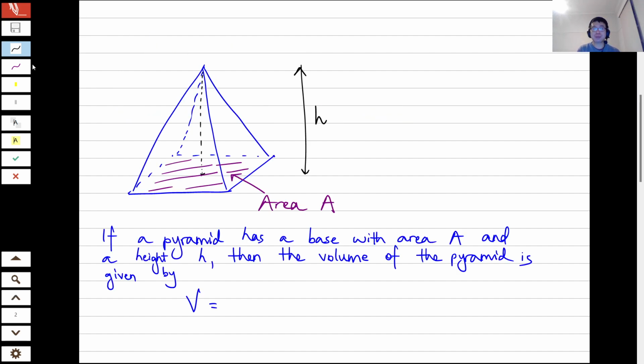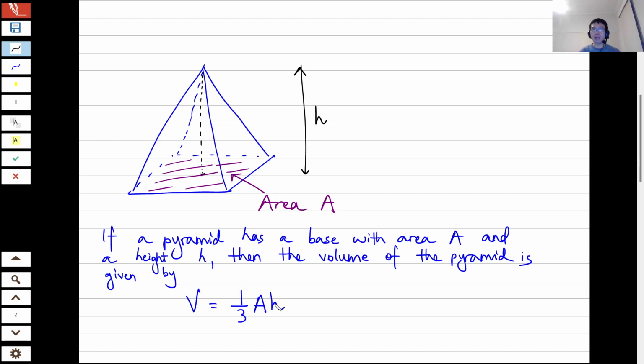So here we go. Suppose I gave you the base area, capital A, which I've colored in purple, and from every point on the exterior of that shape, I drew a line to a common point at the top, making a pyramid with a height h above the base. Then the volume of this pyramid would be 1/3 times the area times the height.